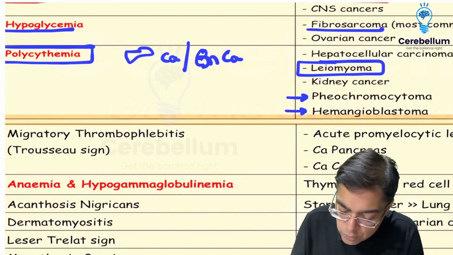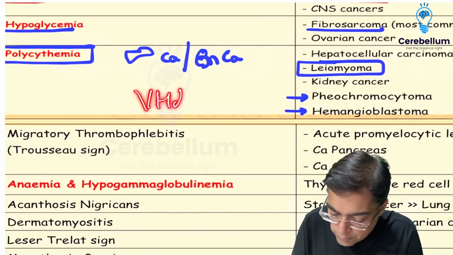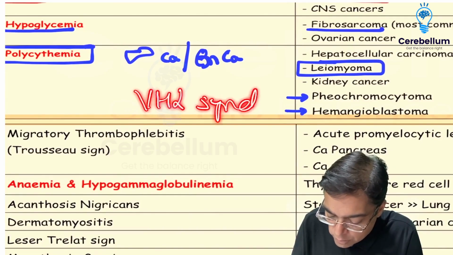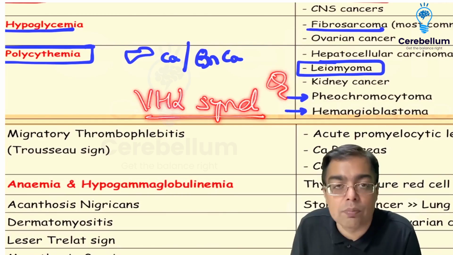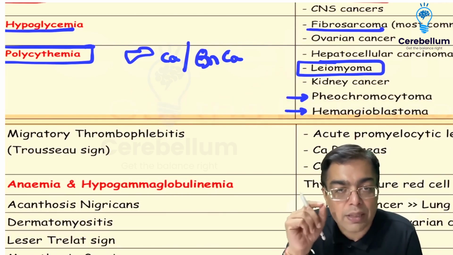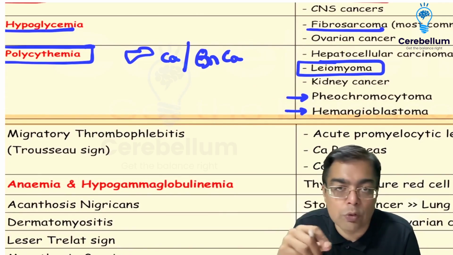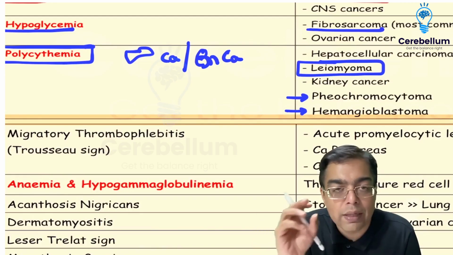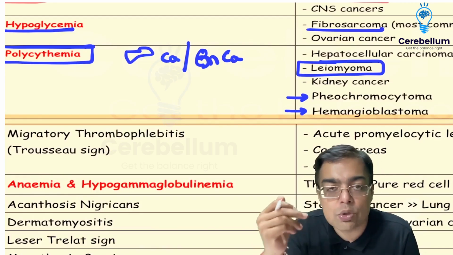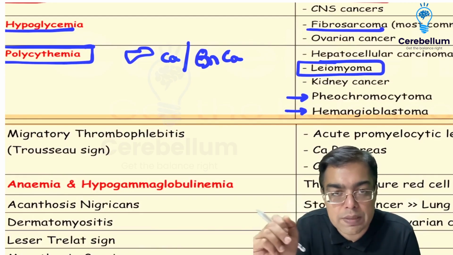So some of them would remind you of a syndrome that we have mentioned elsewhere as well, that we talked about in the main video section, the VHL syndrome. VHL syndrome patients have renal cell carcinoma. They are going to have hemangioblastoma. They would have the presence of pheochromocytoma, and each of them individually can be related with the presence of a common paraneoplastic syndrome, that is polycythemia.